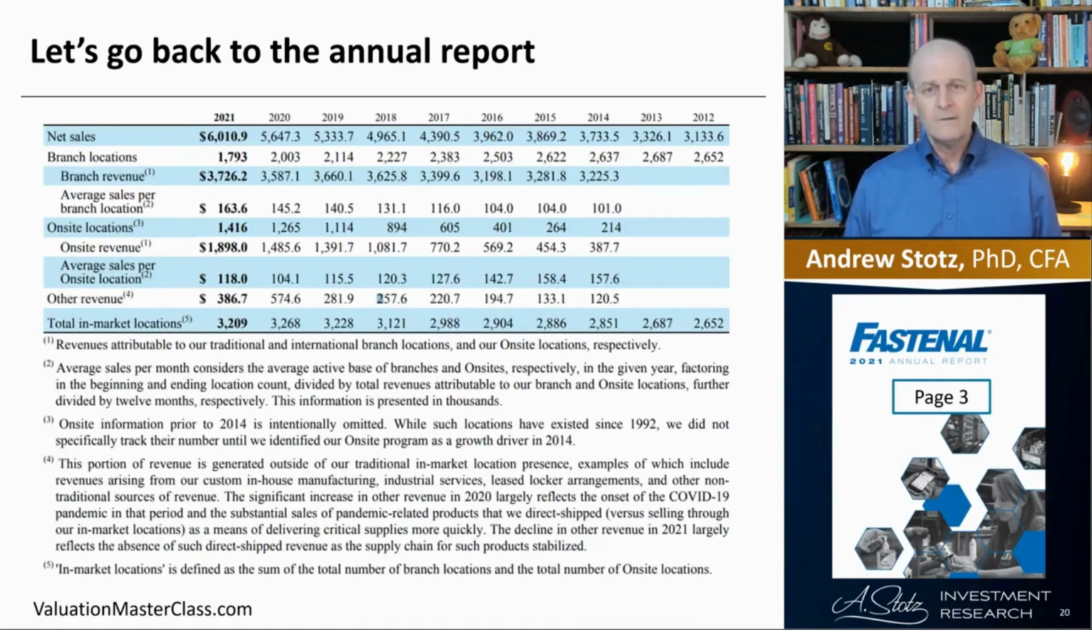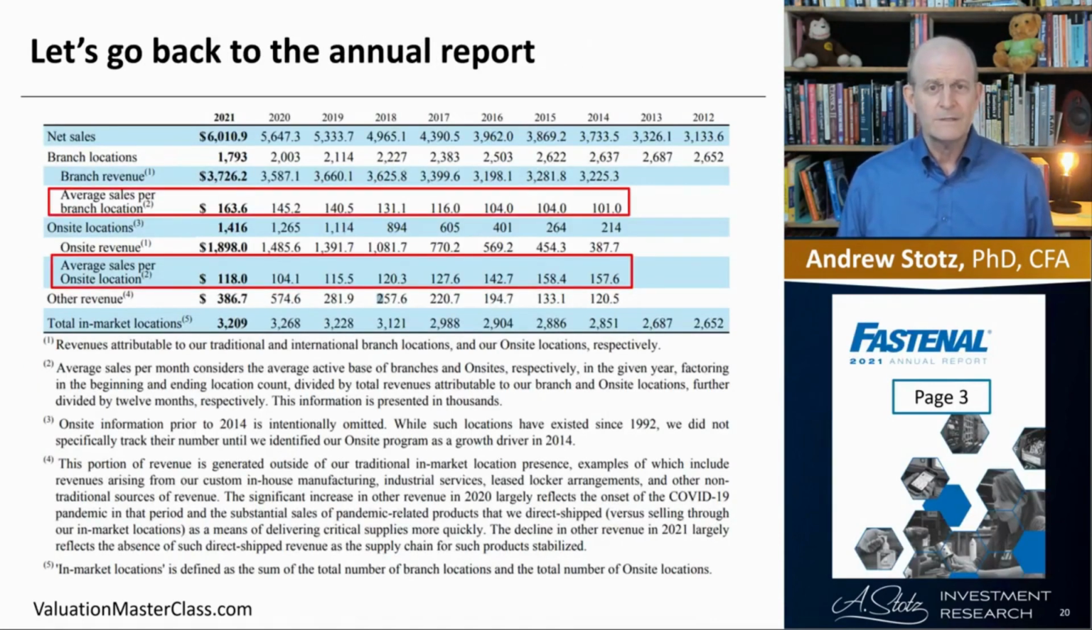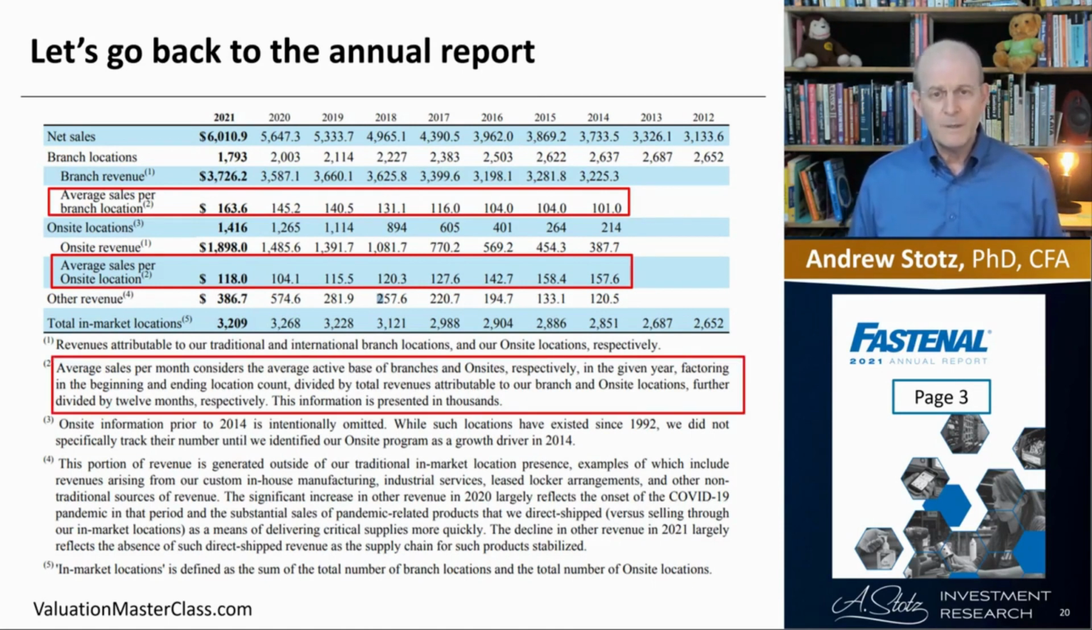So let's now go back to the annual report, and we can see average sales per branch location, average sales per on-site location to understand. And it says average sales per month considers the average active base of branches and on-sites, respectively, in the given year, factoring in the beginning and ending location count divided by total revenues attributable to our branch and on-site locations, further divided by 12 months, respectively. This information is presented in thousands.